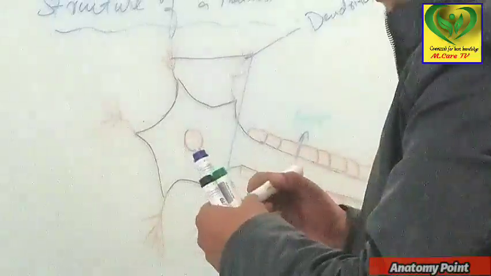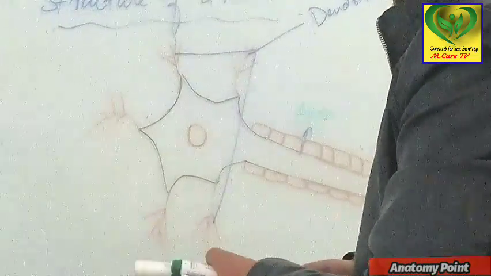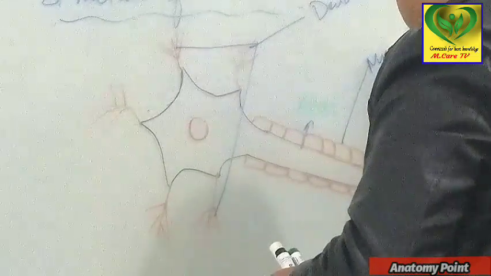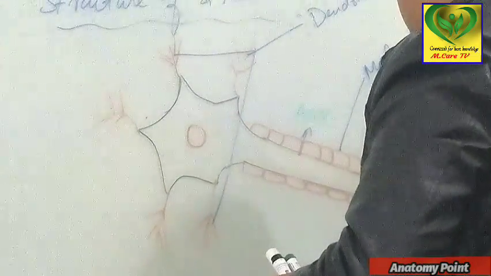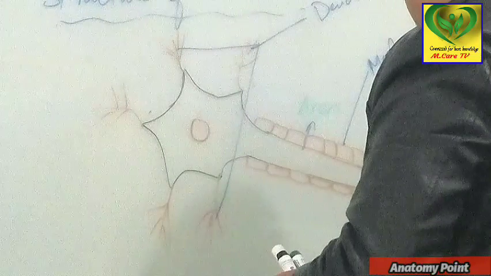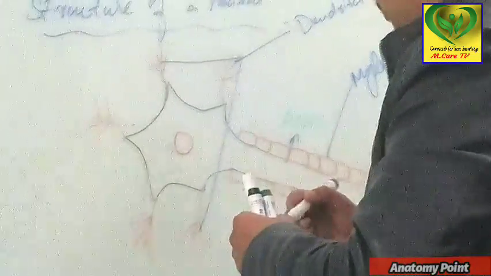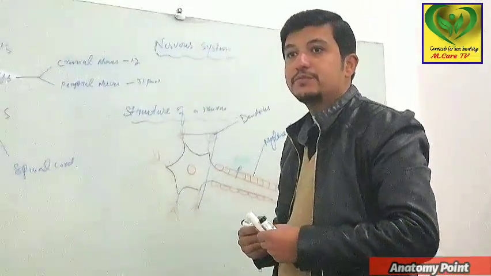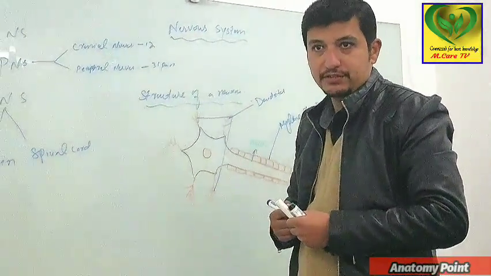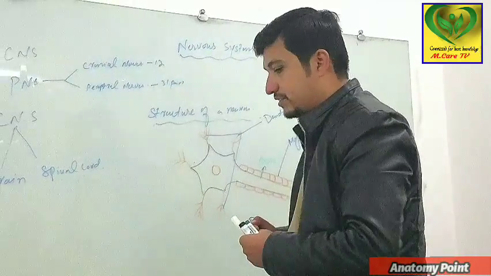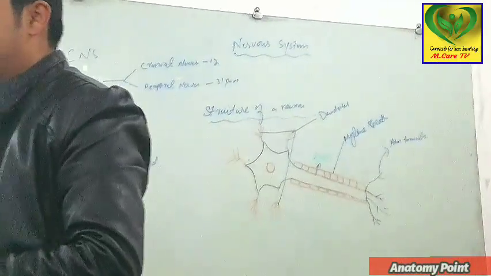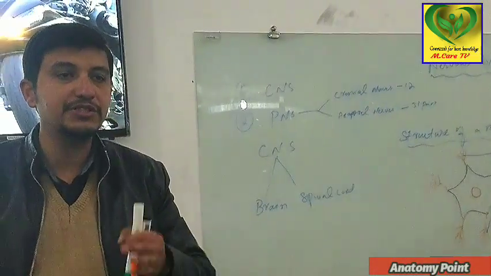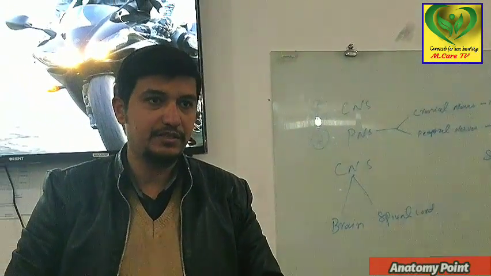And this protective layer is called myelin sheath. It provides protection to the axonic fibers. And if there is degeneration of the myelin sheath, then what happens? If there is degeneration of the myelin sheath, अगर myelin sheath की degeneration हो जाए तो क्या हो सकता है?